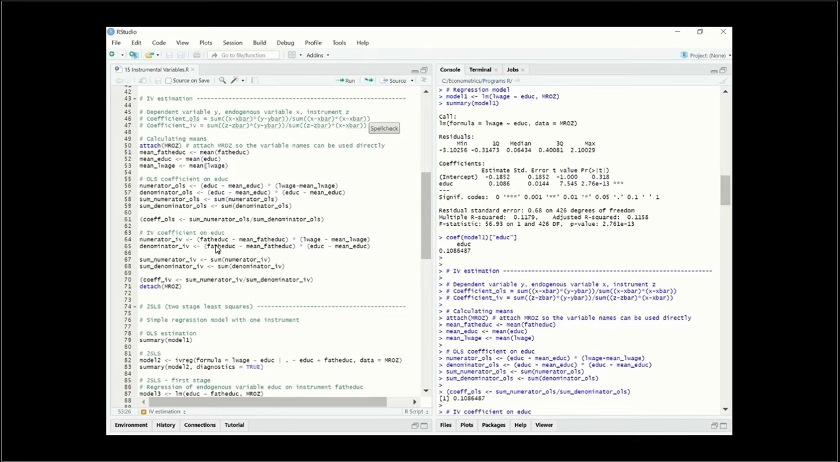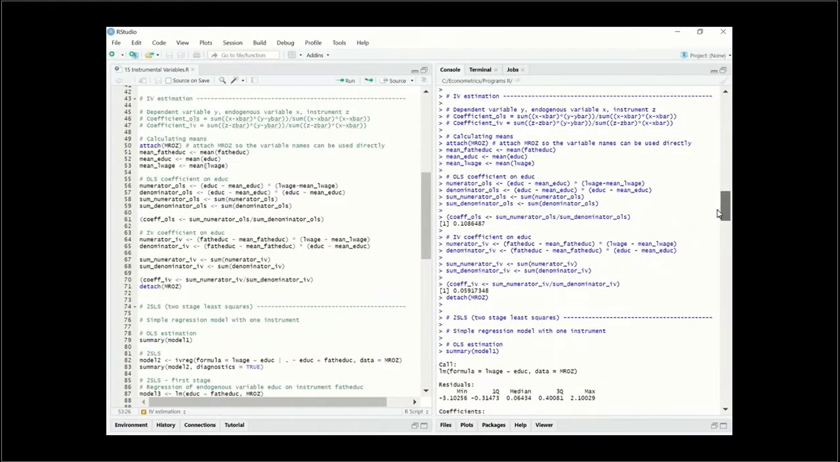Now for the coefficient using the IV estimation method, here the way to form the numerator is we have z minus the z bar, and here we have y minus y bar. You see this formula up here. And then on the bottom, we have z minus z bar, and here we have x minus x bar. So then we're going to sum up and divide these expressions to get the coefficient using the IV method. And so here are the coefficients.